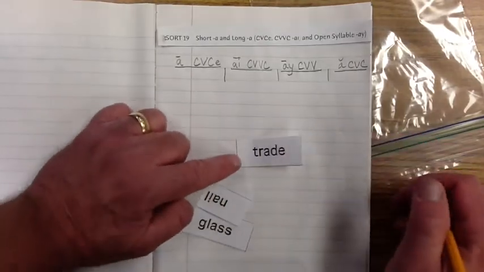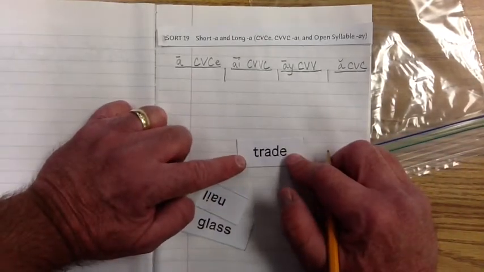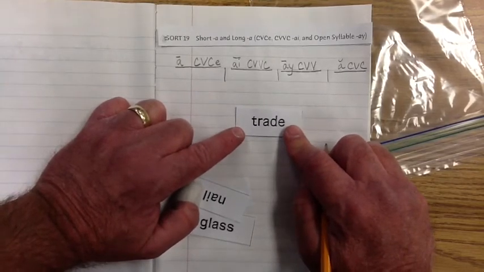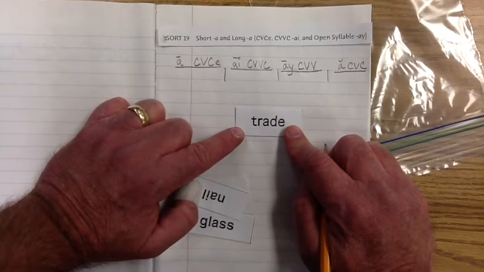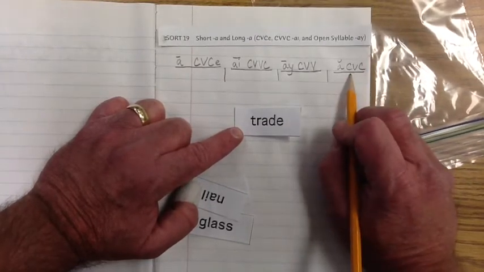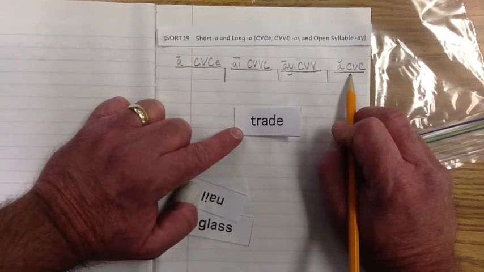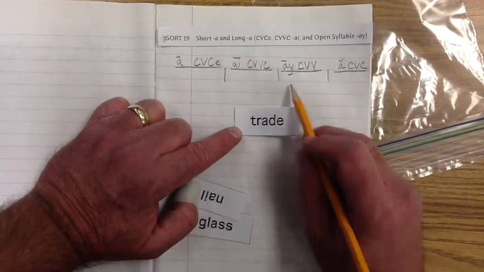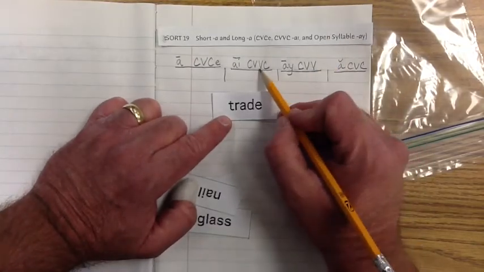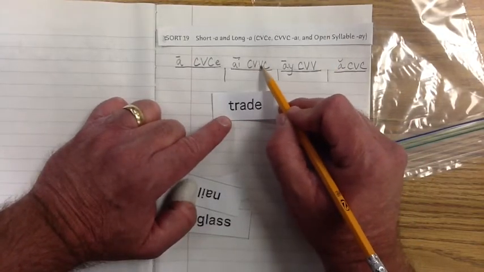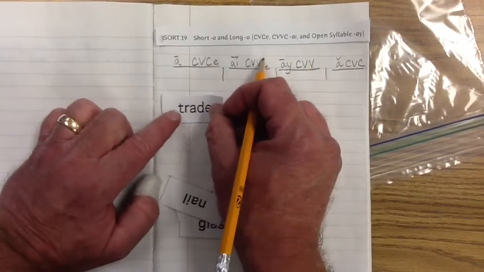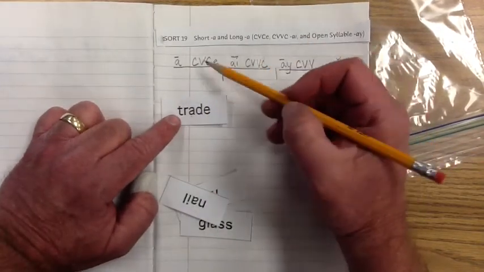Alright, here we have the word trade. As we say the word trade, go ahead and say it with me, trade. Trade. We can hear that long A sound. So we know that it's not going to fall under the short A sound. And it doesn't have a Y, right? And this one's not going to work either because we have two vowels side by side, and here we only have one vowel. So it's going to probably go under this one. Let's see if it works.